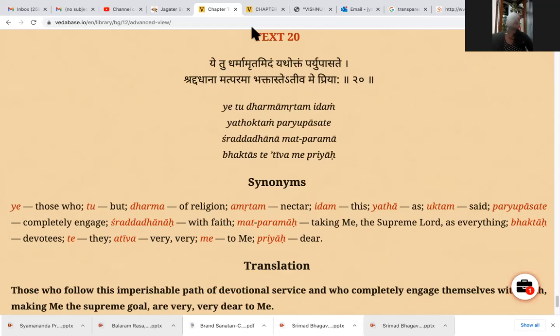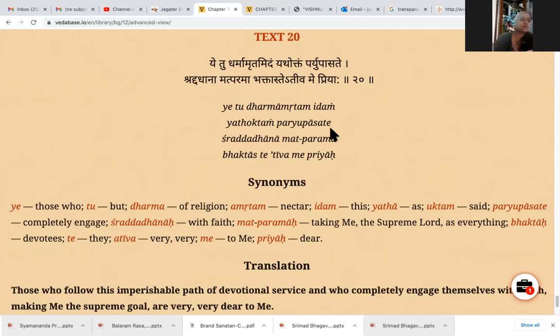Yathoktam. So yatha plus uktam. Ukta means to speak or to say something. So yatha uktam means as I have said or as I have described so far, because these are the words being spoken by the Lord. So the Lord says, as I have spoken so far, as I have specified so far, this, that is the path of Bhakti Yoga, is the very essence, the very nectar of religion.